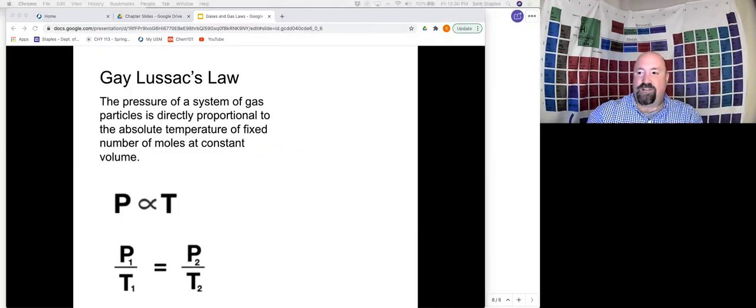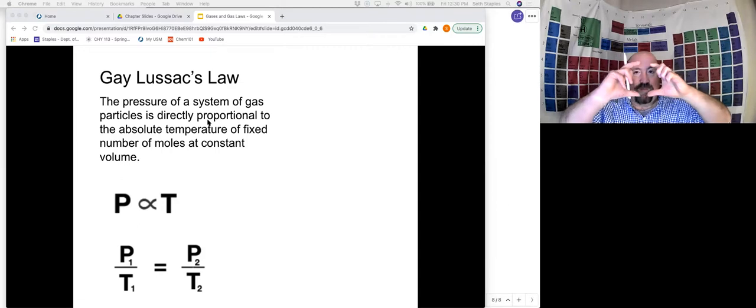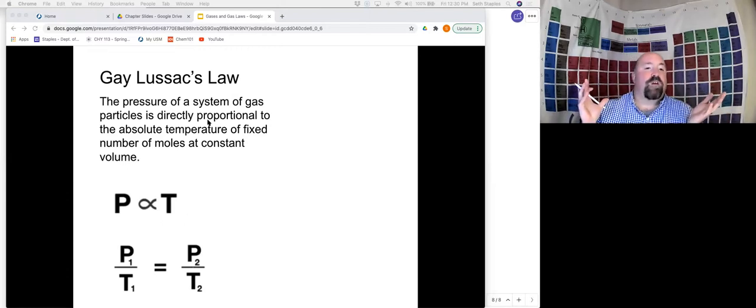So the Gay-Lussac law is telling us that at a fixed volume and a fixed amount, the pressure and temperature are directly proportional. As long as my volume stays the same, if I increase the temperature in a gas sample, the pressure is going to go up. That ends up looking very much like Charles's law, except for pressure instead of volume.